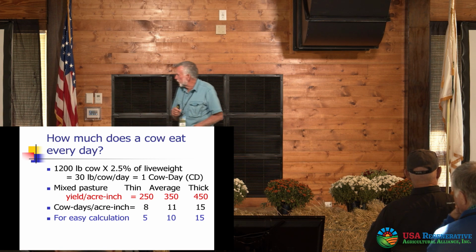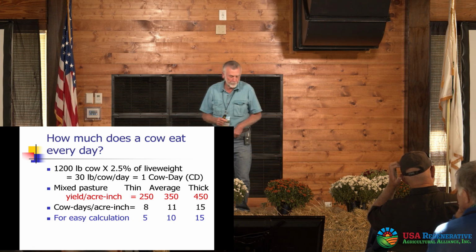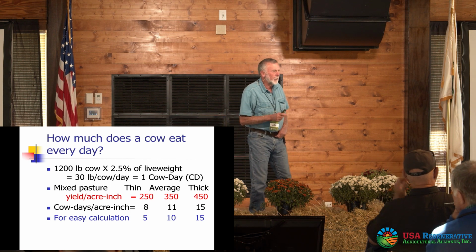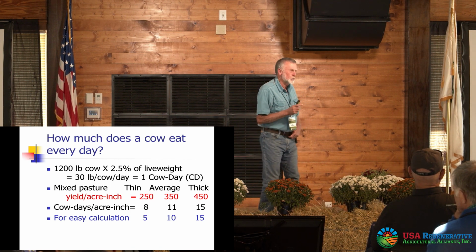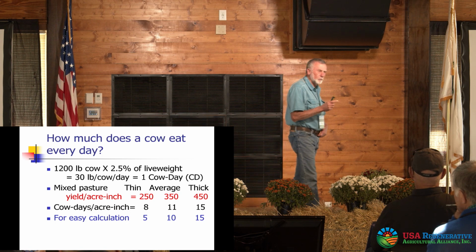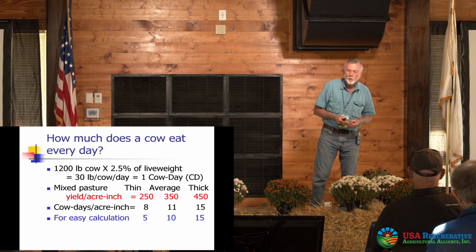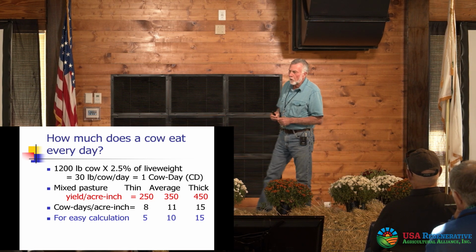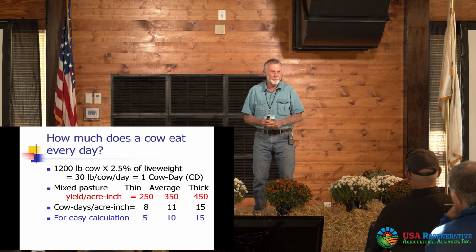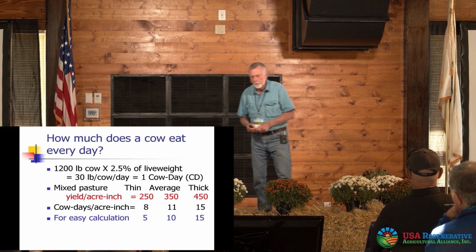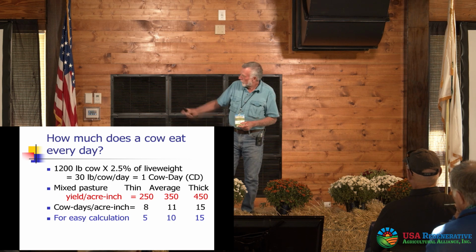8 cow days per inch in thin grass, 11 cow days per inch in average pasture, 15 cow days per inch in thick, excellent pasture. All right. The thin pasture, we probably shouldn't graze as severely because it needs a chance to grow more roots, make more tillers. So rather than striving to harvest 8 cow days per inch of forage, let's just make it 5. And we know we're treating our pasture better. 11 is almost 10, so let's just make that one be 10.